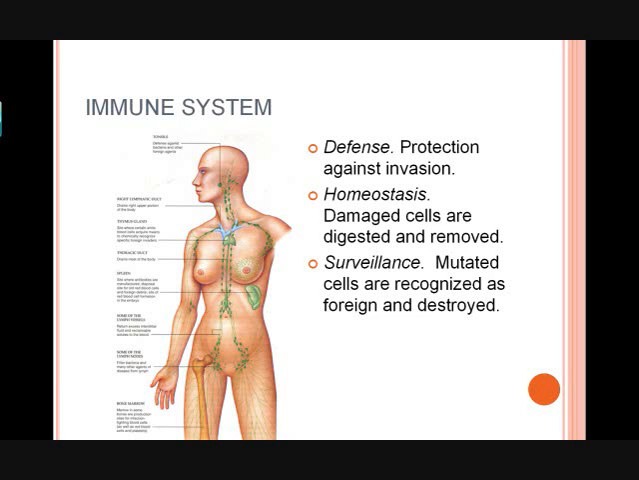The tonsils, lymph nodes, spleen, bronchial-associated lymphoid tissue, skin-associated lymphoid tissue, gut-associated lymphoid tissue, and genital-associated lymphoid tissue are all peripheral lymphoid organs. Once again, the bone marrow and the thymus gland are the central lymphoid organs.